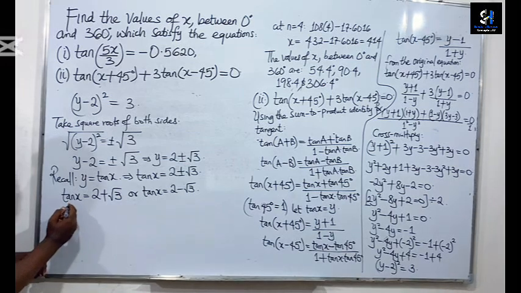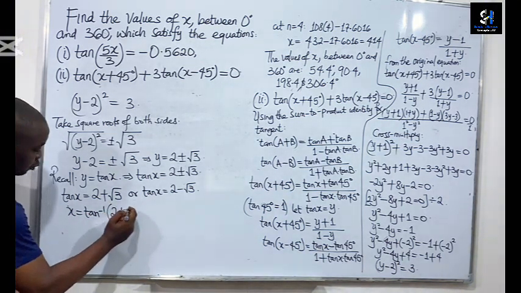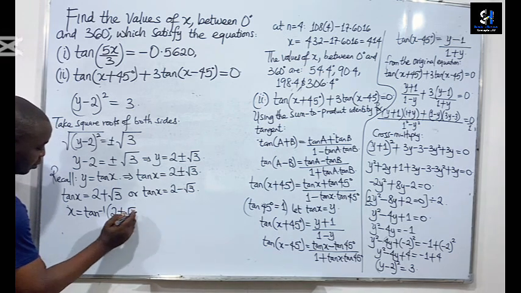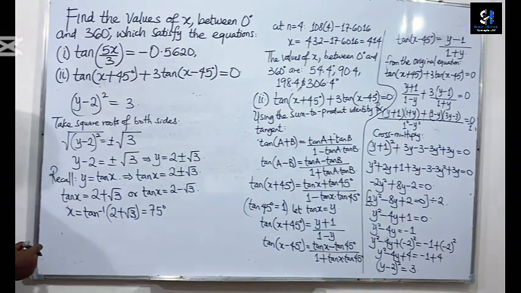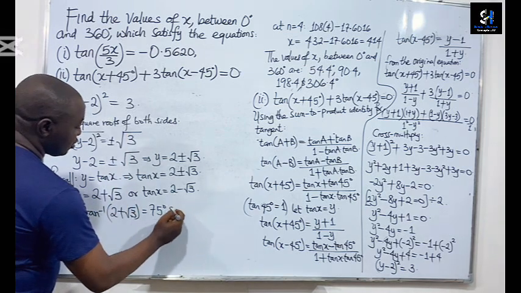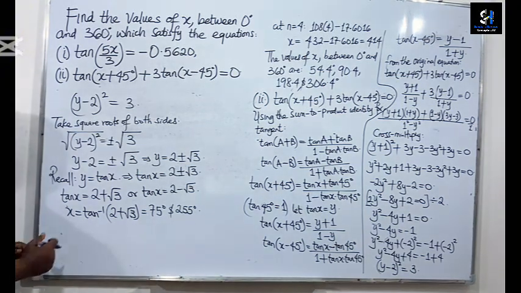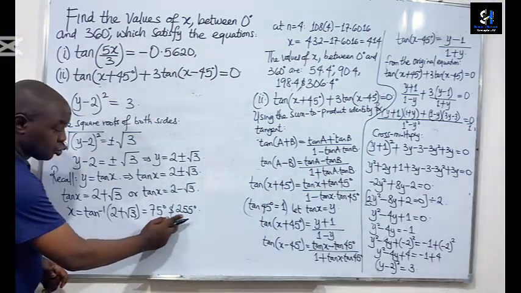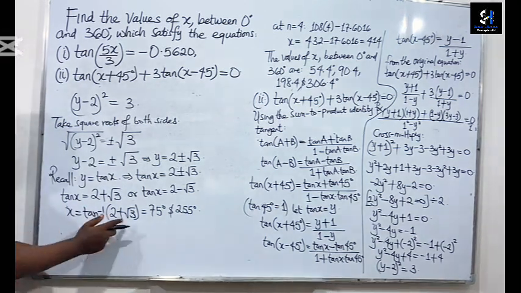Now I'm going to use the inverse tan function in this case, which means that x will be equal to the inverse tan of 2 plus radical 3, which is equal to 75 degrees. And also 255 degrees. 75 degrees and 255 degrees. The exact value for tan 255 degrees will be 2 plus radical 3.